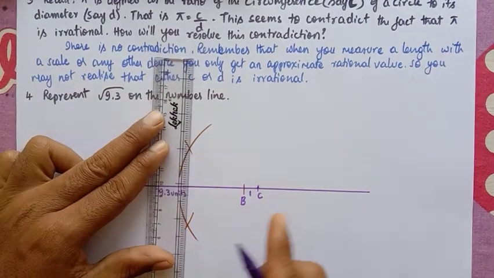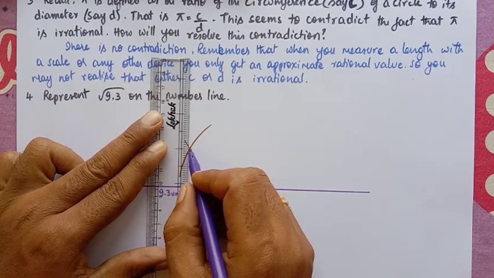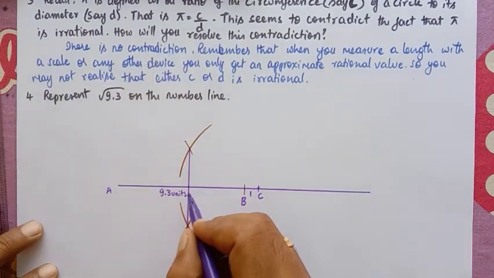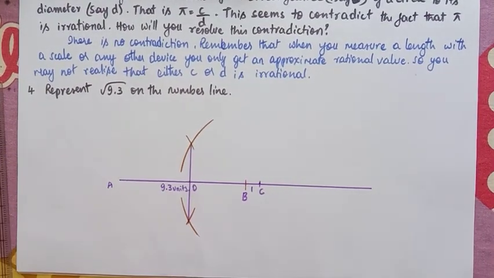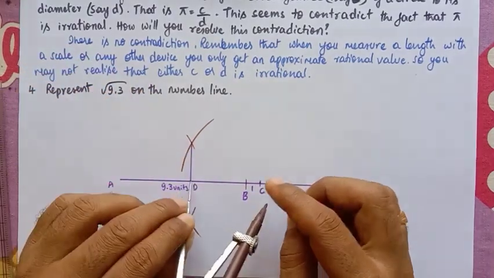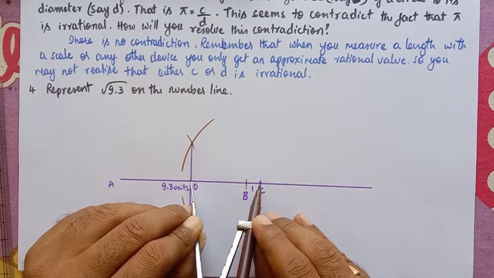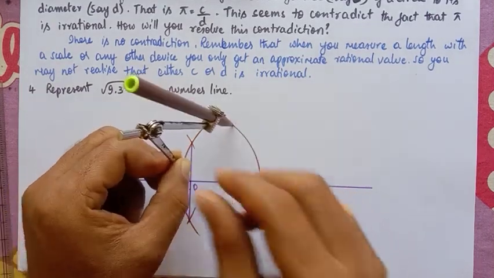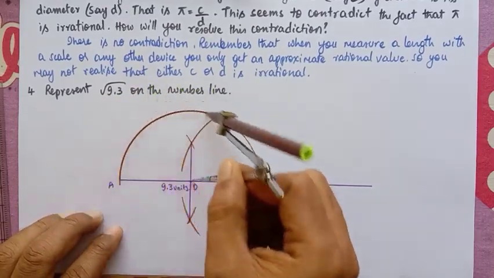I will join these two lines, so I will get a midpoint. This point and this point, if I join, I get a midpoint. Let this point be O, the midpoint. And then afterwards, with the help of this midpoint, taking OC as the radius, I will draw a semicircle.